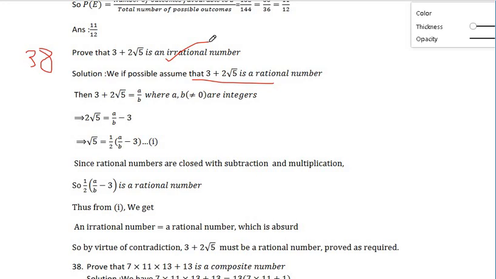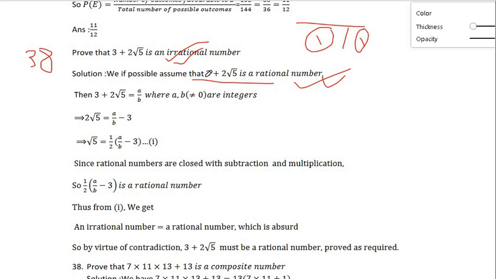Method of contradiction means whatever we are asked to prove, we just take the opposite. Since we are asked to prove that this number is an irrational number, we take that it is not an irrational number, then it is a rational number. Two options only. If not irrational, it will be rational. If not rational, it will be irrational, because real numbers are divided into two groups, irrational and rational, and they are totally disjoint.